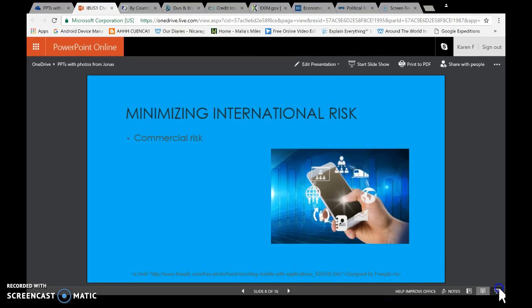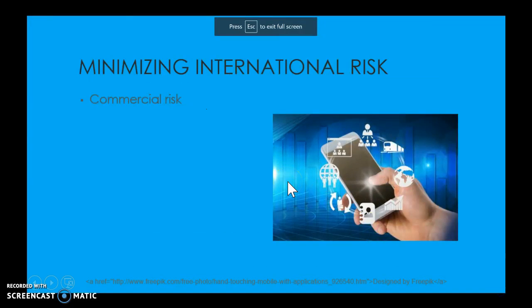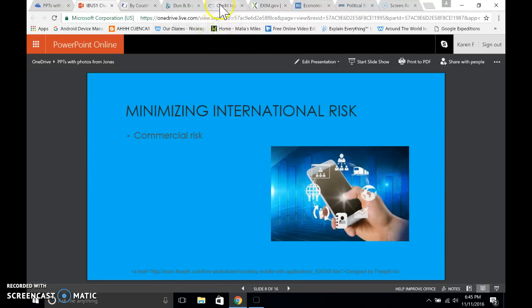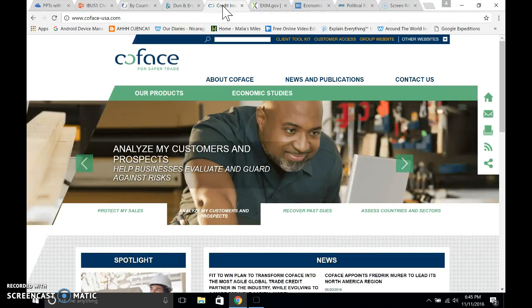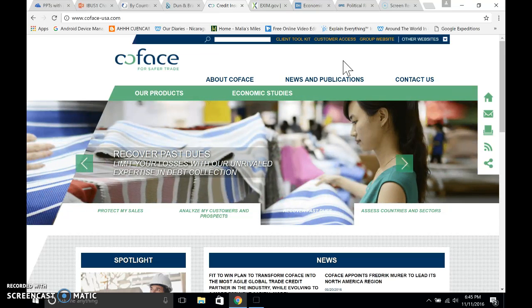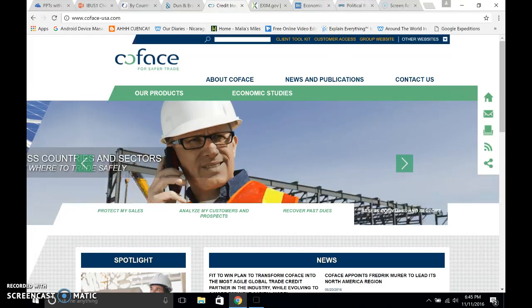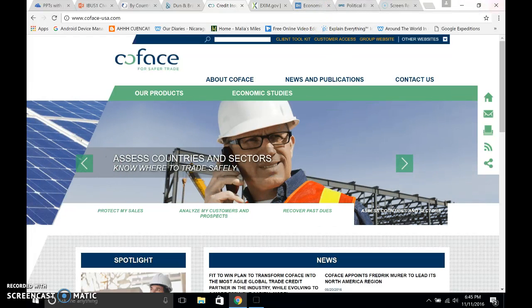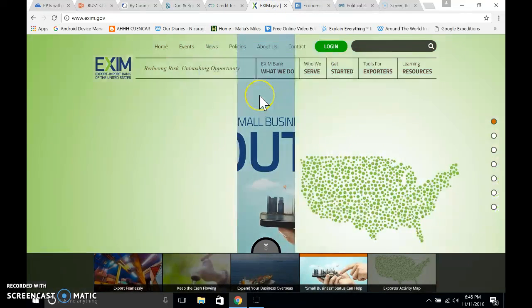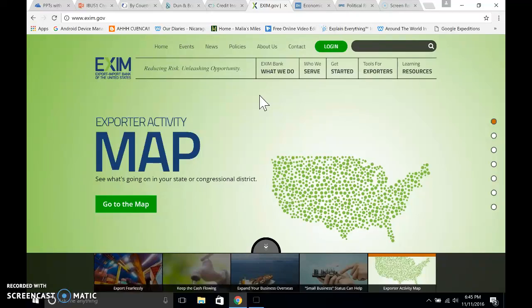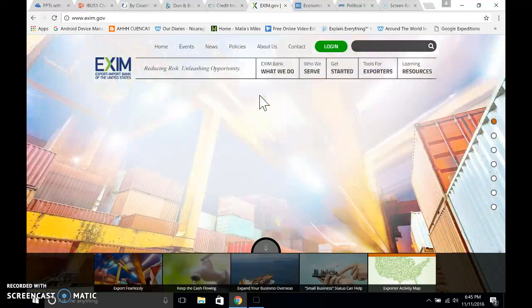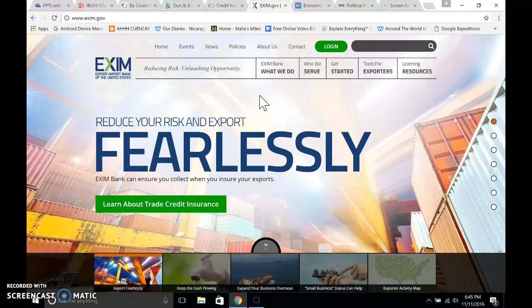A couple of additional thoughts on commercial risk is to think about foreign receivables insurance. One company that's very well known in the field is Coface. And the insurance, the foreign receivables insurance, basically compensates you if the buyer doesn't pay. Yet another resource is Exim Bank. Export-Import Bank is a government-owned entity that enables U.S. exporters to both finance their export activities and to mitigate the risk of non-payment.